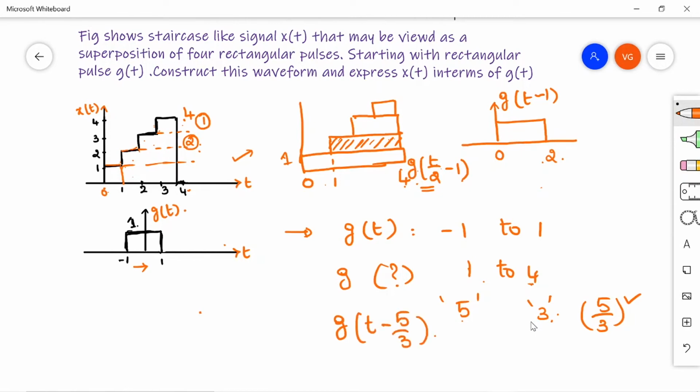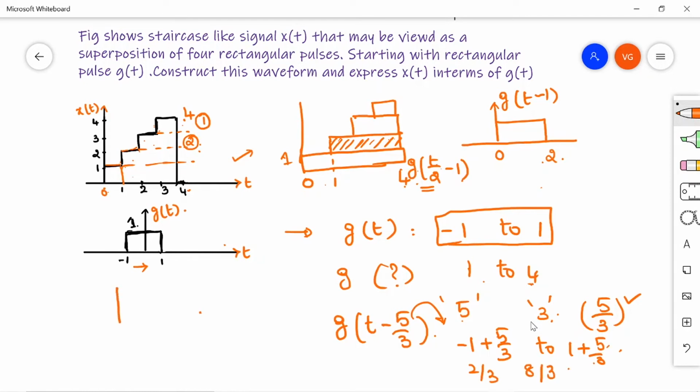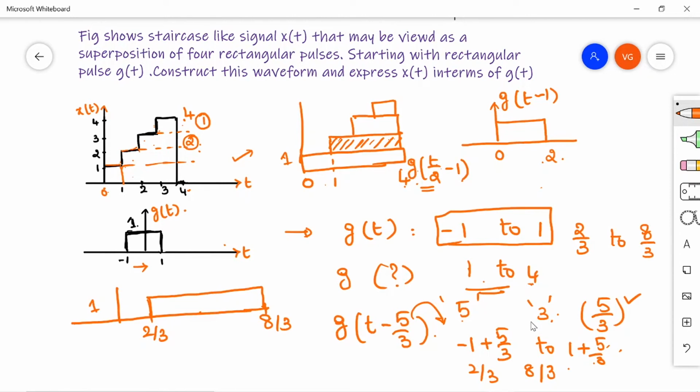What is the range of t now? If t has the range from minus 1 to 1, then for g of t minus 5 by 3, take 5 by 3 to the other side. So minus 1 plus 5 by 3 to 1 plus 5 by 3. That is 2 by 3 to 8 by 3. So the signal is now extended from 2 by 3 to 8 by 3, with an amplitude of 1. But we need the signal from 1 to 4, not from 2 by 3 to 8 by 3.